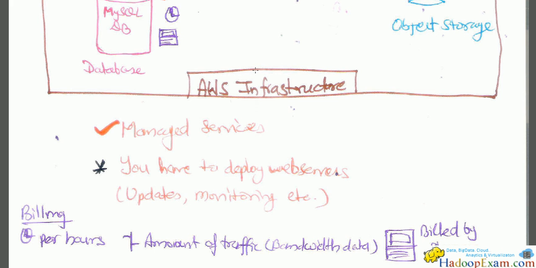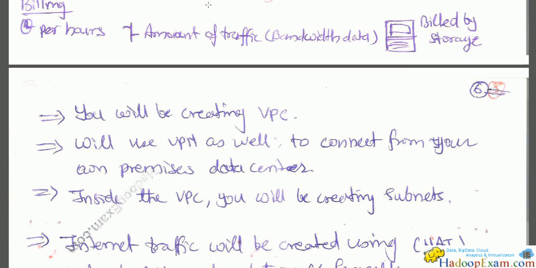So billed by storage, billed by amount of traffic, and billed by how much time. You will be creating the virtual private cloud in Amazon.